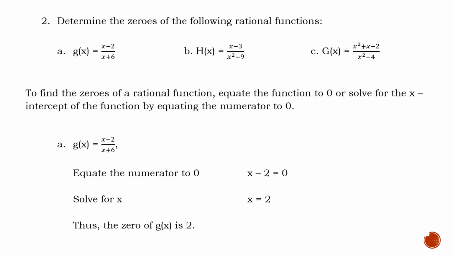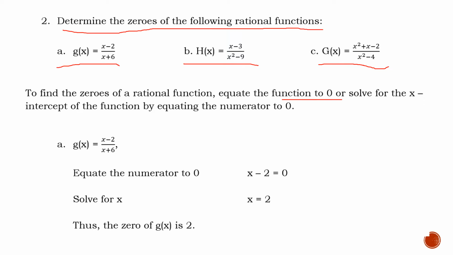For number 2, we're asked to determine the zeros of the following rational functions. Here, there's a given g of x for letter A, h of x for letter B, and g of x for letter C. So to find the zeros of the rational function, equate the function to 0 or solve for the x-intercept of the function by equating the numerator to 0.